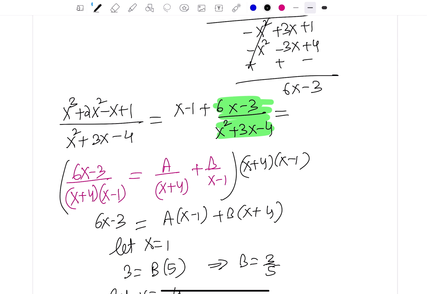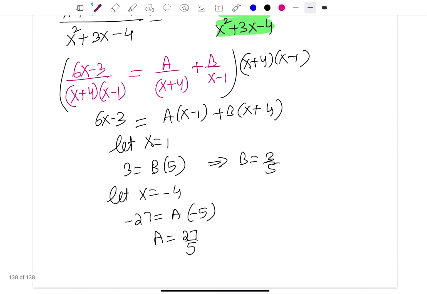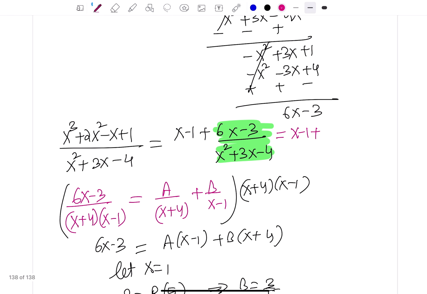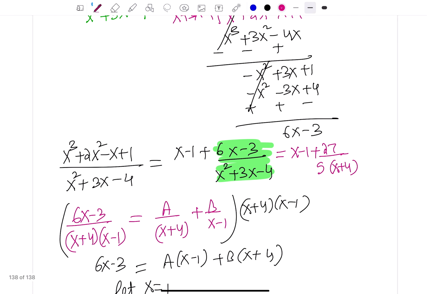So we can write the fraction we started with, and plug a and b in here. So this is going to equal x minus 1 remains. And instead of a, we plug in 27 over 5, 27 over 5 times x plus 4. And b is 3/5, plus 3/5 times x minus 1.